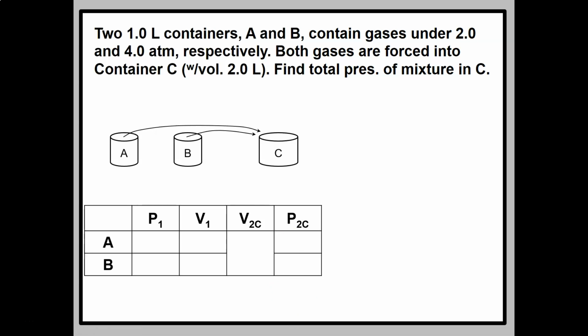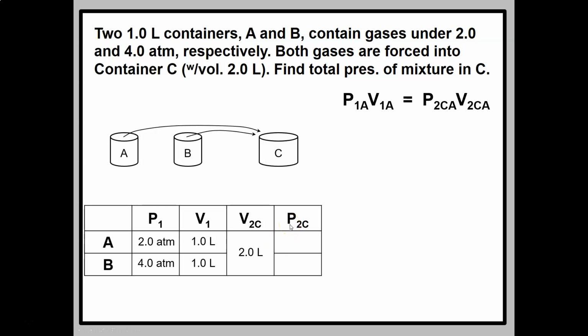So let's start filling in things. Let's start doing some calculations. We know that container A begins the problem, the starting value is 2 atmospheres and 1 liter. Container B is 4 atmospheres and 1 liter. Container C, at the end of the problem, when we've combined everything together, is 2 liters. But we need to find out what the partial pressure is of A, because it's not going to be 2 anymore. It's changing container size, the pressure will change.